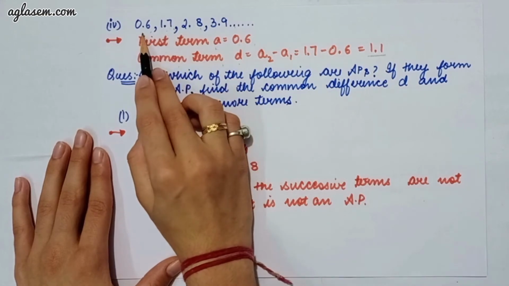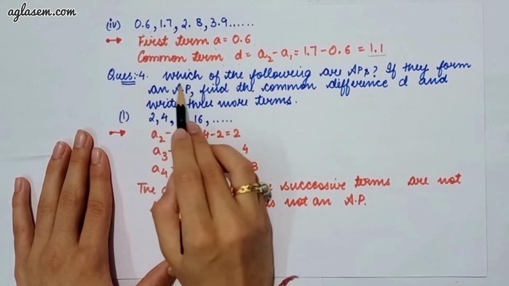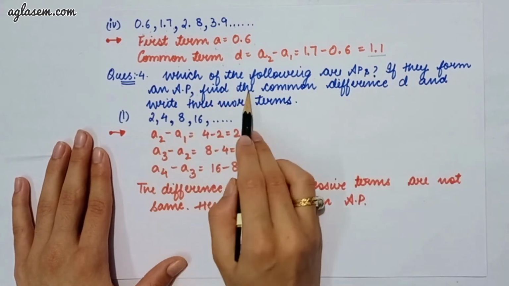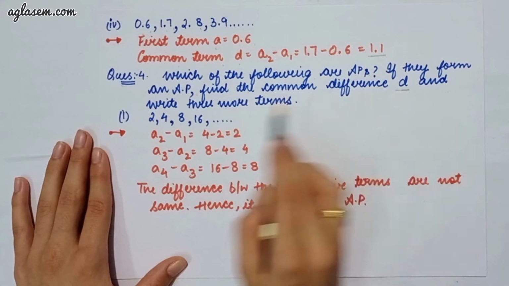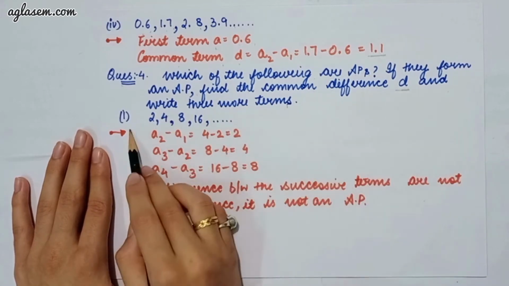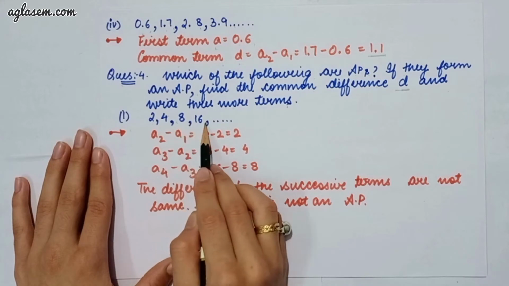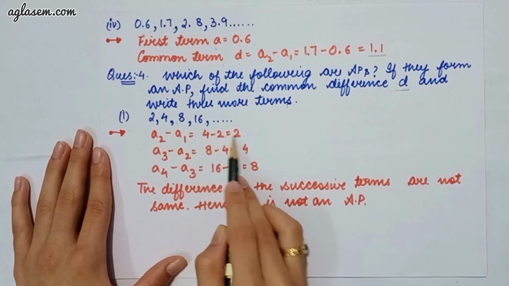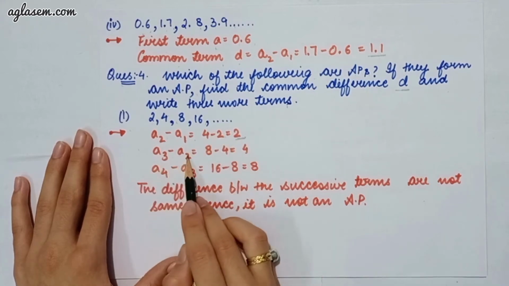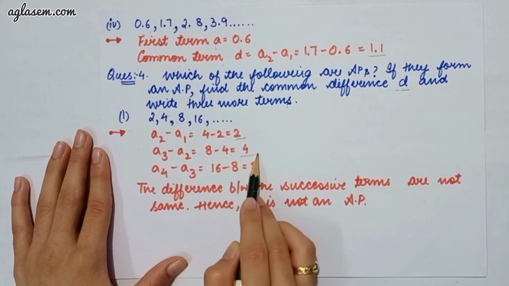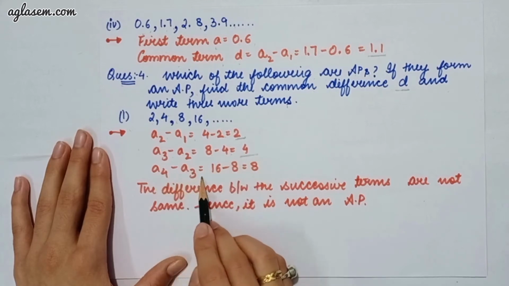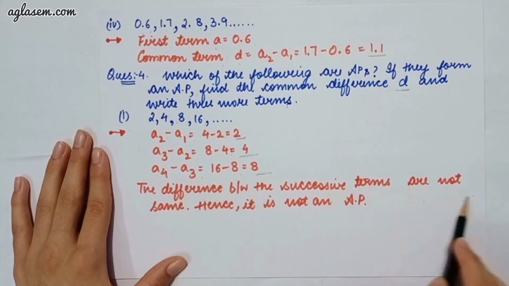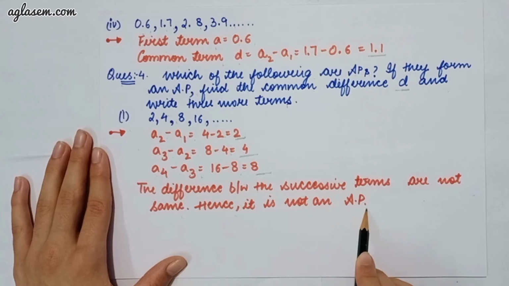Moving to our fourth question, which says, which of the following are arithmetic progressions? If they form an arithmetic progression, find the common difference D and write 3 more terms. So first part says 2, 4, 8, 16. So the answer is A2 minus A1, that is equal to 4 minus 2, which will give you 2. A3 minus A2, that is 8 minus 4, will give you 4. A4 minus A3, that is 16 minus 8, will give you 8. So the differences between the successive terms are not the same. Hence, it is not an arithmetic progression.